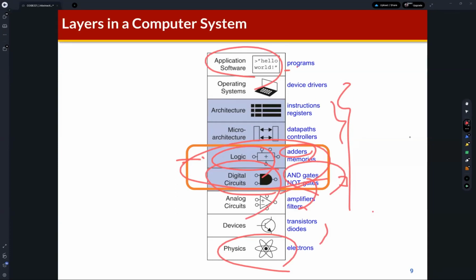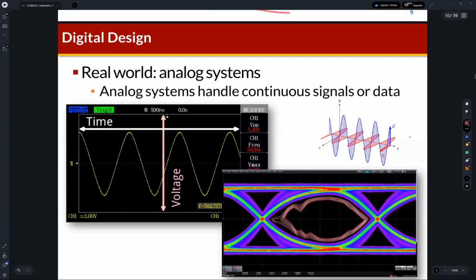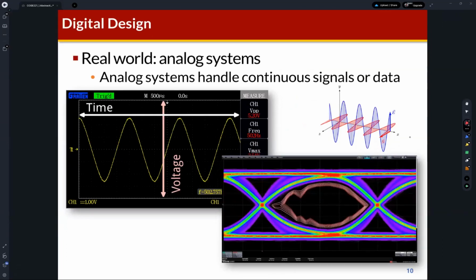Okay, and then as I mentioned, in this class we will learn the basic concepts of digital system design, and the basic concepts of computer systems. It's a fundamental concept. So what is digital design? Then what are digital systems?